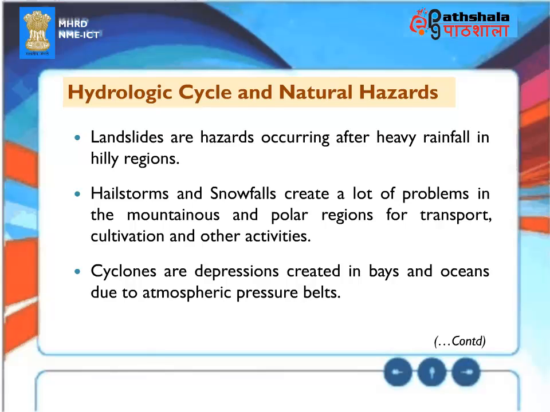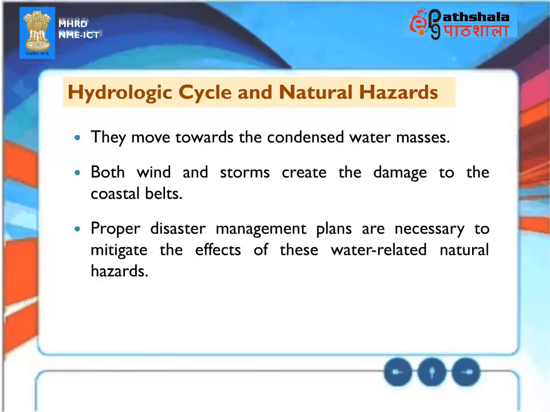Cyclones are depressions created in bays and oceans due to atmospheric pressure belts. They move towards the condensed water masses. Both wind and storms create damage to the coastal belts. Proper disaster management plans are necessary to mitigate the effect of these water-related natural hazards.